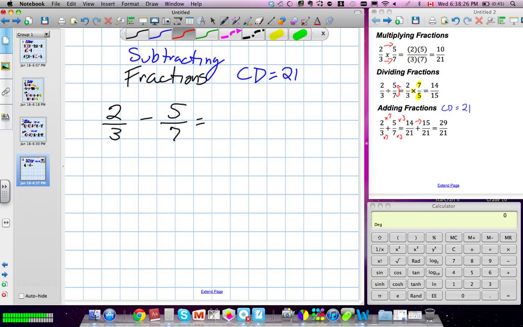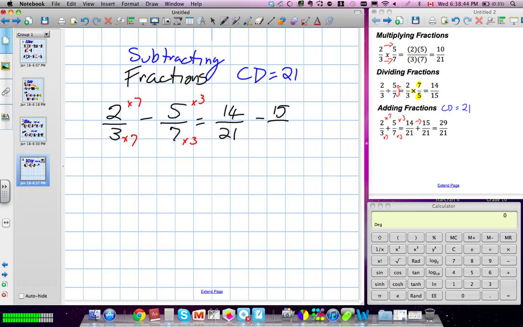Okay. 2 times 7 is? 14. And then 3 times 7? 21. Good. Subtract. 15 over 21, which is equal to? 1 or negative 1. Good. Over 21. Excellent. That's it. That was our example 1.